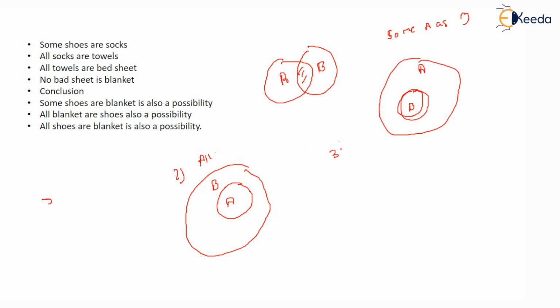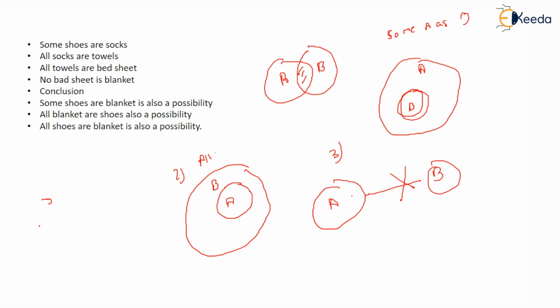And the third case is no A is B. What does that mean? A is here, B is here, and there is no relation between them. You can simply put a gate, meaning there is no relation or this cannot come here, right? Like this. Apart from that, there are possibility cases.